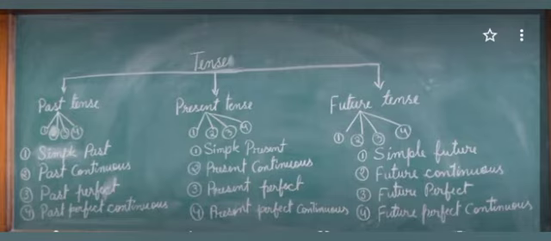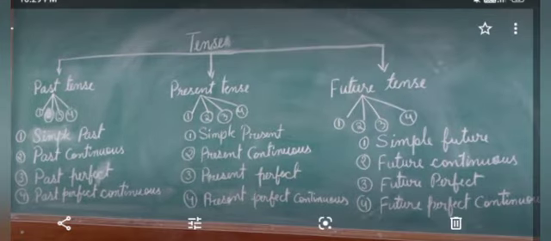So now, if I talk about tenses, tenses are of three types. Now, as I said, past tense means the time which is gone. Present means the time which is going on right now. And future means the time which will come. Now, each is divided into four.